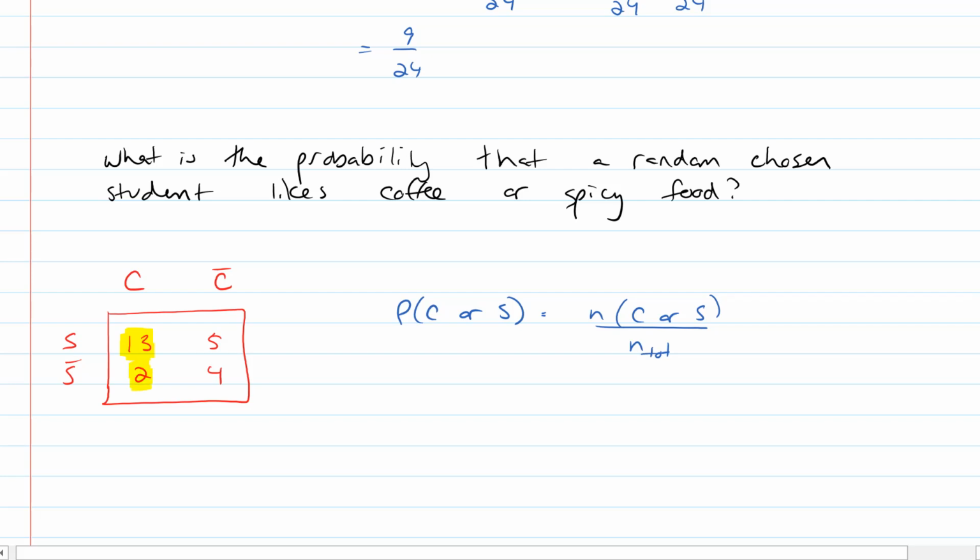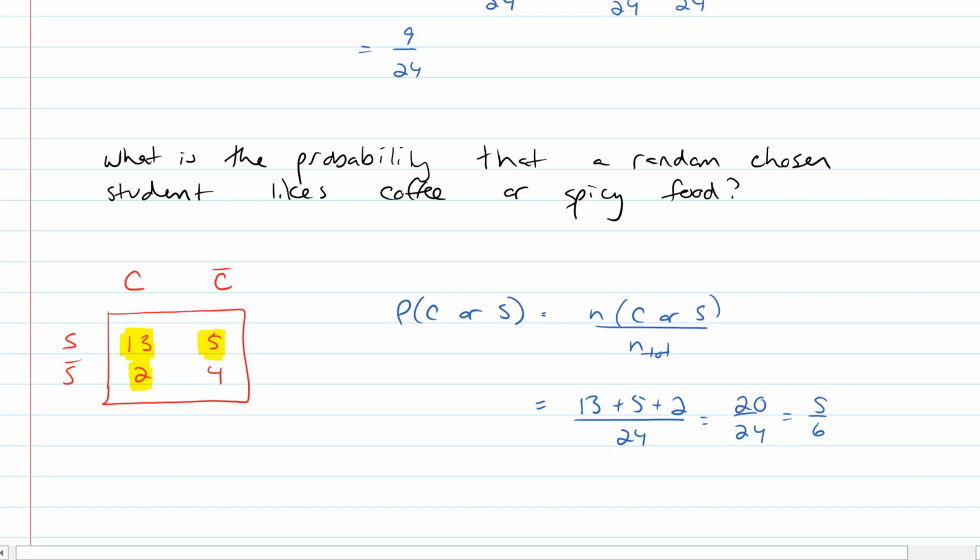The entry below it, these are coffee drinkers who don't like spicy food, so they do fit into our category restrictions. And then the 5 in the upper right is also someone who likes spicy food, so they're included in our count. And the only one we've left out is the bottom right, which is neither coffee nor spicy food. And so if we add those up, we're going to have 13 plus 5 plus 2 divided by 24. And if you add that up, that's 20 over 24 equals 5/6.